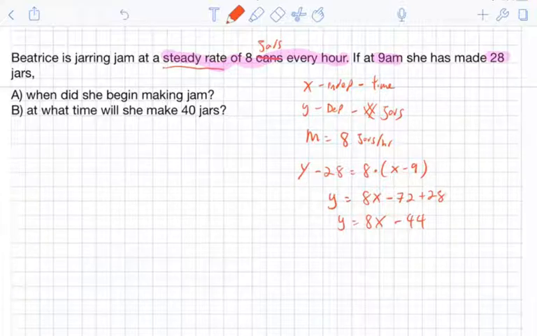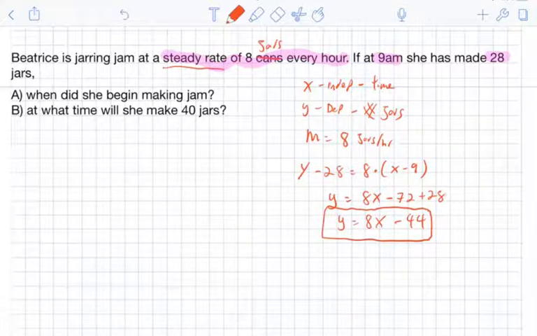So this is an equation we just found modeling how many jars of jam she has made. How do we use it? Well, let's answer this question. When did she begin making jam?